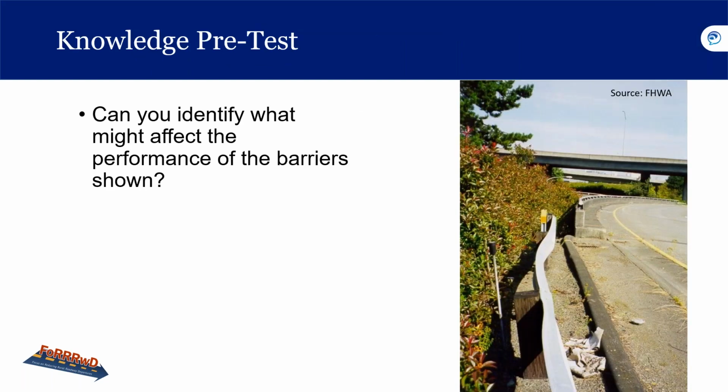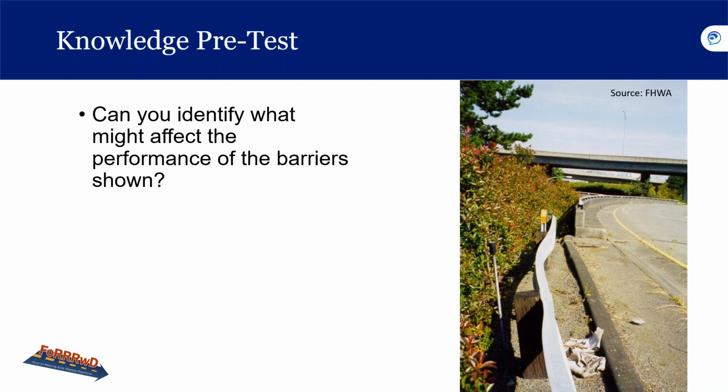So here's our knowledge pre-test. If we take a look at this picture here, can we identify what might affect the performance of the barriers shown? Anybody see anything? You might want to write it into the question box if you have an answer there.